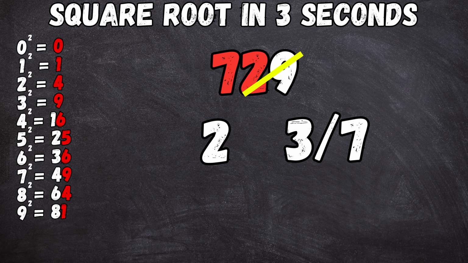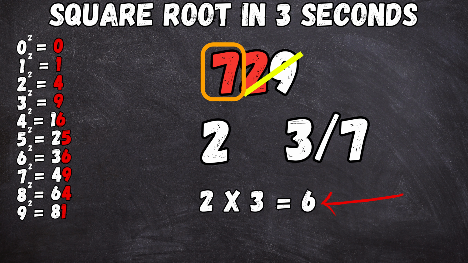Now, to find the correct one, use this step. Multiply that first digit, 2, by the next number, 3. 2 times 3 equals 6. Now compare that product, 6, with the remaining part of the number we had left earlier, which was 7. Since 7 is greater than 6, we choose the larger last digit, which is 7. So the square root of 729 is 27.